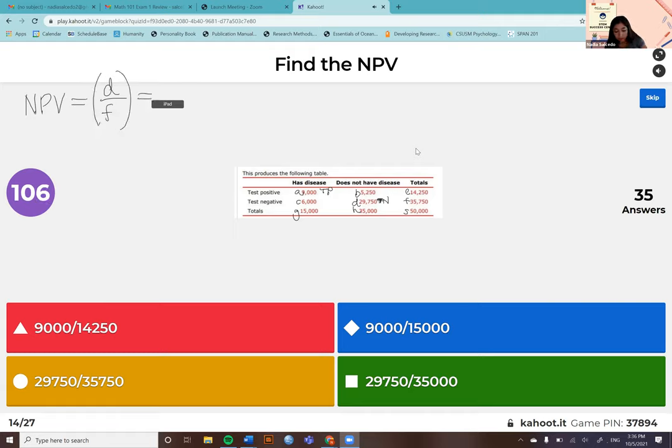And plugging that in, spot D, we have 29,750. And then in spot F, that's 35,750. So again, this is a person who tests negative. So they're testing negative because it's over here, but they do not have the disease. So that would be NPV, true negative over the total negatives. That's another way of looking at it.